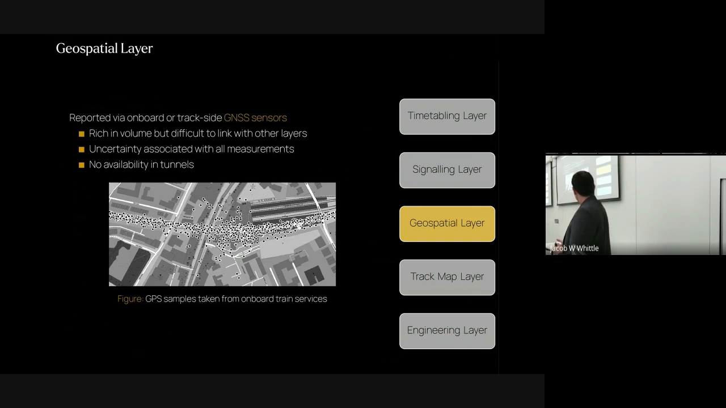So next is the geospatial layer, which is latitude and longitude coordinates, globally understandable. We all can say, okay, we know where this is. As we can see from this graphic here, unfortunately not in Sheffield, this shows points that were recorded from a train, and you can see the train clearly goes along these tracks, but the points can have quite a lot of uncertainty associated with them. But there is a lot of volume that you can have with these measurements. So you can get quite a lot of these. And of course, there's no availability in tunnels.